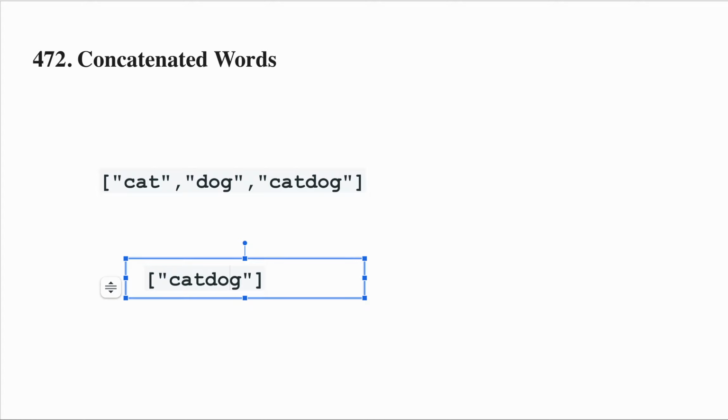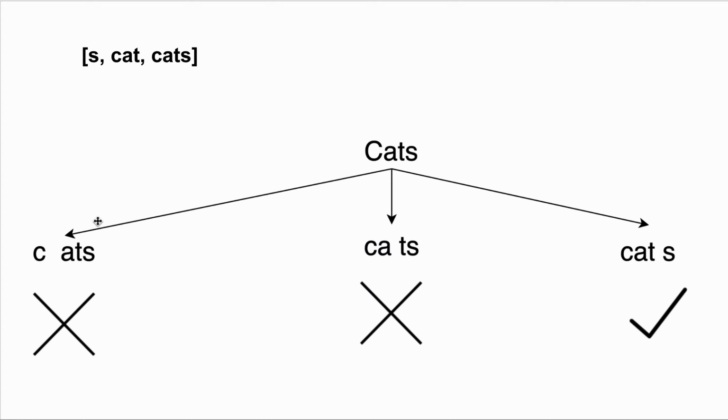So how do you find out? First, let's take a very simple example. This is our input array. How do you find out if a word can be formed by two different words? Let's just split a word into two parts first. So cats can actually be split into c and ats. Similarly, ca and ts. If you look here, both cat and s are present in the array. So this word can be formed.